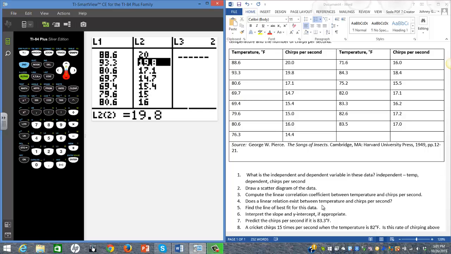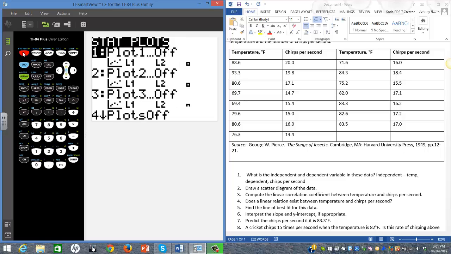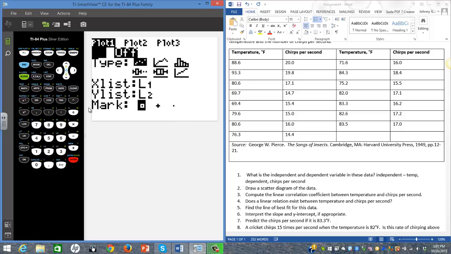So the first thing it wants me to do is draw a scatter diagram of the data. To do that, I go to second, y equals, which has the stat plot above it. I want to turn my plot on, so I'm going to hit enter here and make sure On is highlighted. I hit enter to make sure that it's on. If it's hovered over Off, then it's not going to appear. Then I go down to type and make sure that the scatter diagram is chosen. By default, your calculator chooses a scatter diagram. If you have been doing something else, you might have a histogram or something else, but you want to make sure that scatter diagram is chosen.